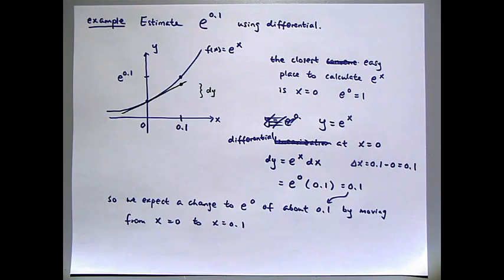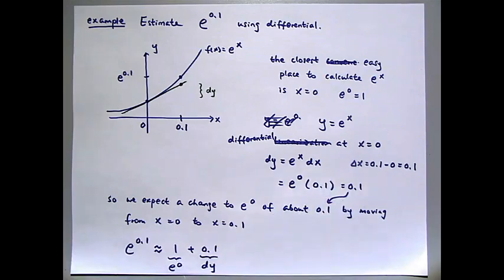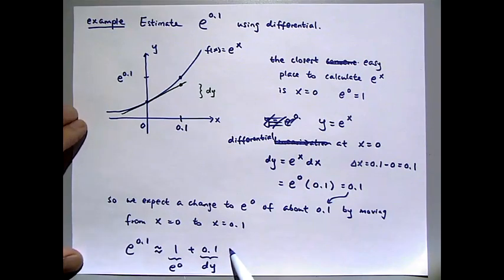And this means that the estimated value of e to the 0.1 should be around 1, because that's my e to the 0, plus 0.1. This is my dy. I make a small change in x, and the resulting change in y turns out to be 0.1. And this should give me around 1.1.